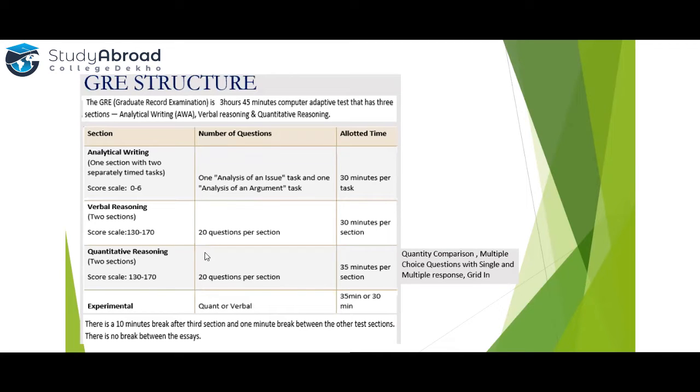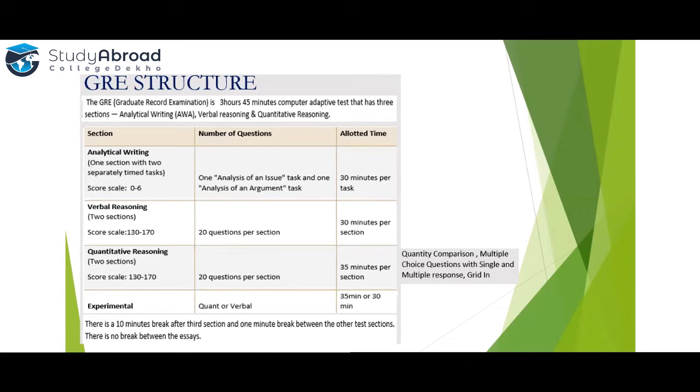Okay, so in the maths section you will be getting 20 questions, and there are basically two sections in that. Each section contains 20 questions, and for that you will be provided 35 minutes each, right? And the score that you can get is minimum 130 and the maximum being 170, right? Same is for verbal, but there the timing is different. For 20 questions you will be given 30 minutes, right?